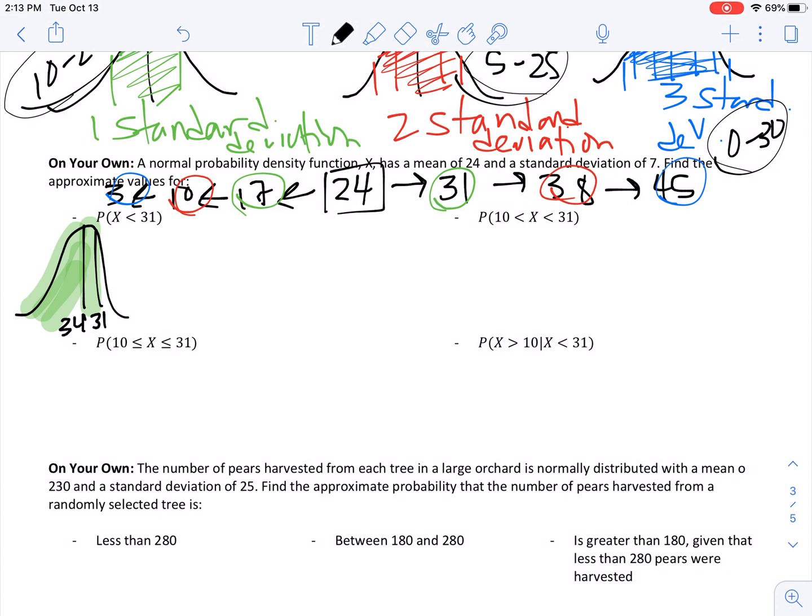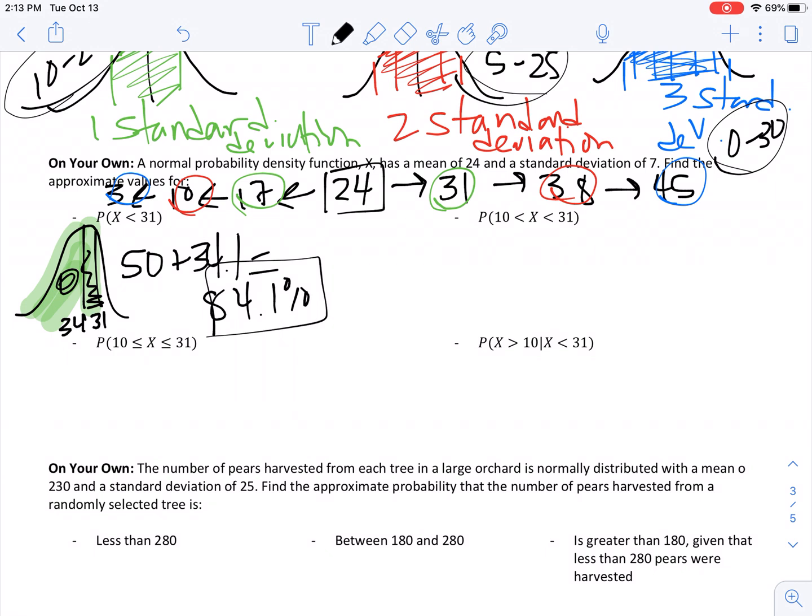So that whole other section, this section right here, this will be 50%, right? Because that's half of it. And then we still have to add that one other little chunk right here. And this is going to be 34.1. So in the end, we're going to end up with 84.1%. Now for drawing the next one, we still have 24. Now we have to go out to 31, and we're going to go back to 10.